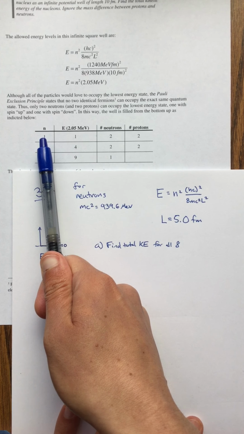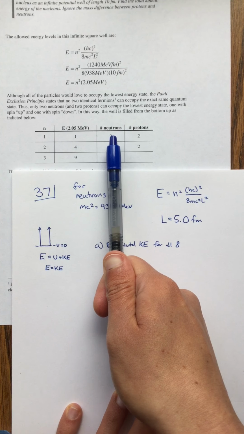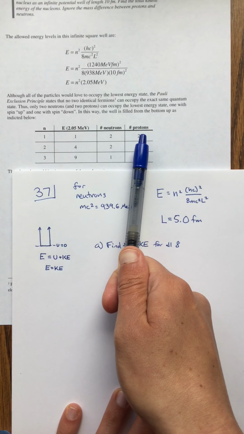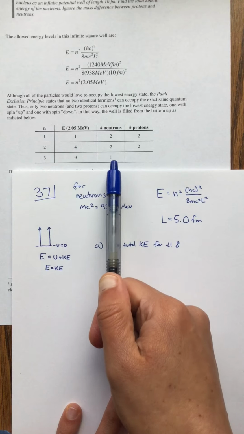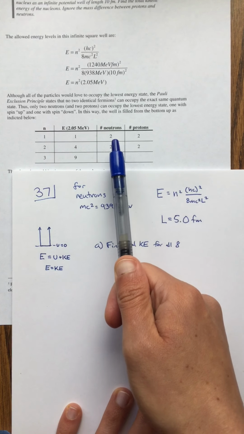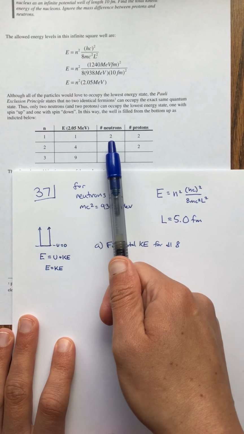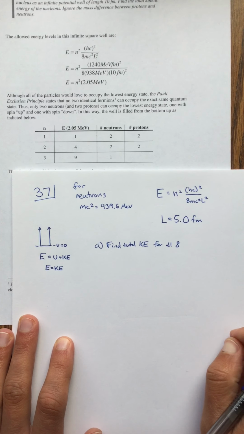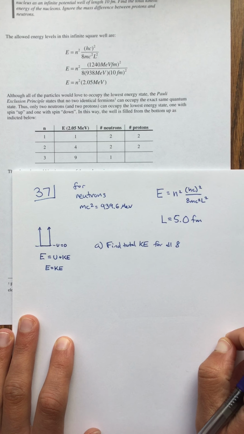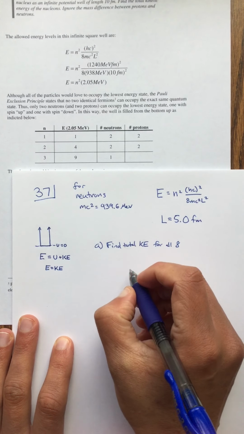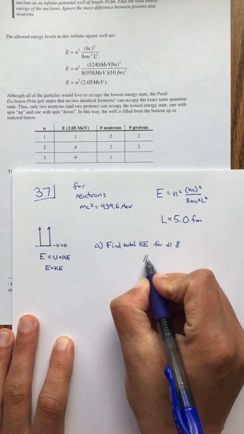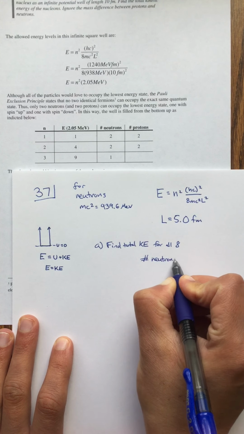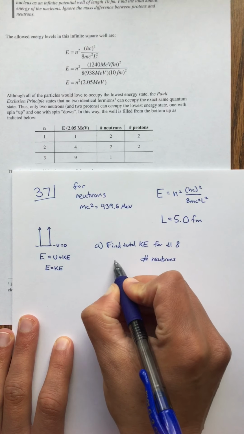In your lowest state, you can have 2 neutrons. Since neutrons are different than protons, if you have neutrons and protons, you can have 2 of each in the lowest state, and then you fill it up from there. So we only have neutrons here, so we can put 2 in each state based on the Pauli exclusion principle, which you can read more about on your own. And so to fill up all my states with 2 neutrons in each state, I have 8 neutrons total.